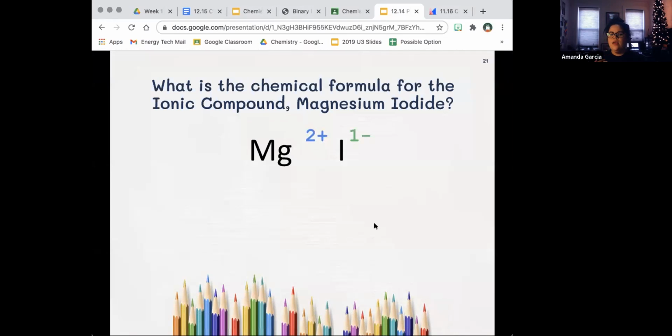And so a lot of people might be inclined to just say magnesium iodide's formula is MgI or Mg1I1, but that's not going to work out. The reason why is because magnesium wants to lose 2 electrons, hence the +2 charge, but iodine wants to gain 1. If I give 1 to iodine, fine, iodine's happy, but magnesium will not be.